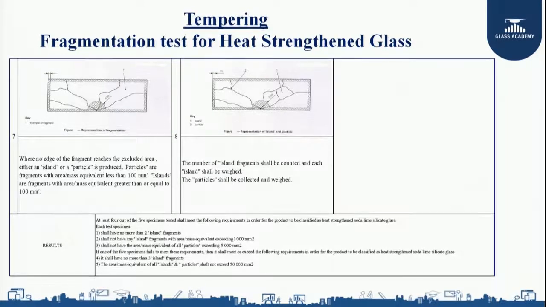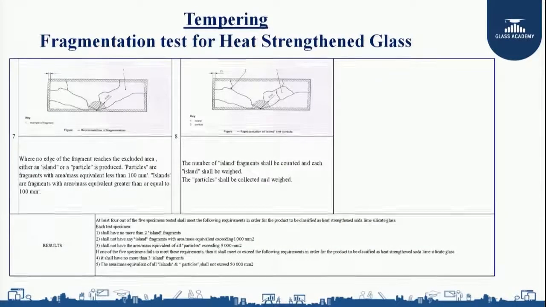So what I was discussing is how you are going to conclude after the breakage pattern. You need to see the number of islands in a breakage pattern. It should be not more than 2, and the island area shall not be more than 1000 square millimeter, and the particles shall not exceed 5000 square millimeter.